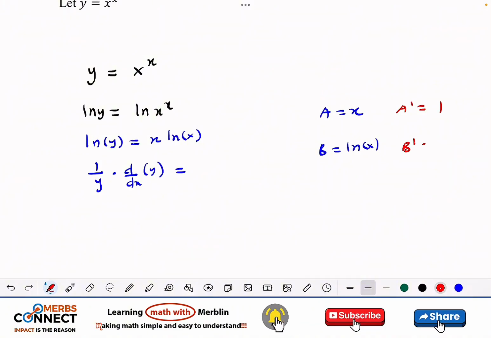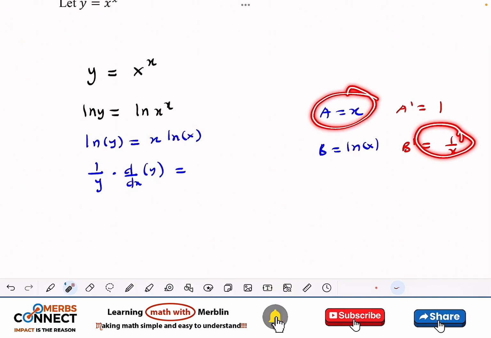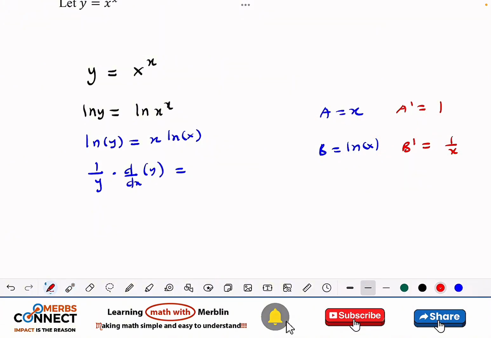When I differentiate x, I get 1. And when I differentiate b, I'm going to have 1 over x, as we learned that when I differentiate the ln of x, I get 1 over x, because I multiply by the derivative of what is inside the parentheses, and it's just going to give me 1. So what do we need to do? For the product rule, we need to multiply this to this and then this to that. So I'm going to have x times 1 over x plus 1 times the natural log of x, right?